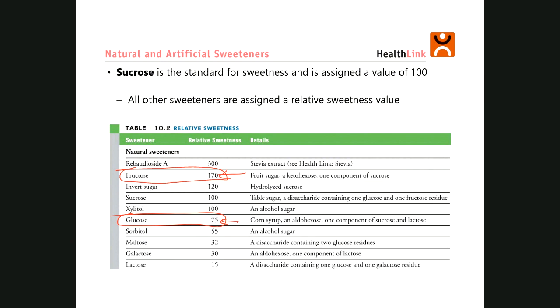Honey, for example, is much sweeter than sucrose because of the fructose that it contains. And then at the top is one of these stevia glycosides.